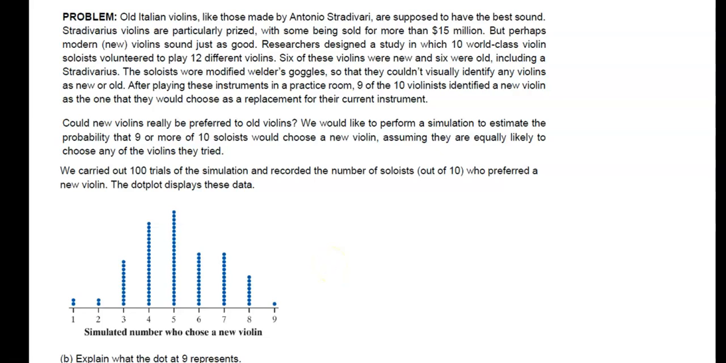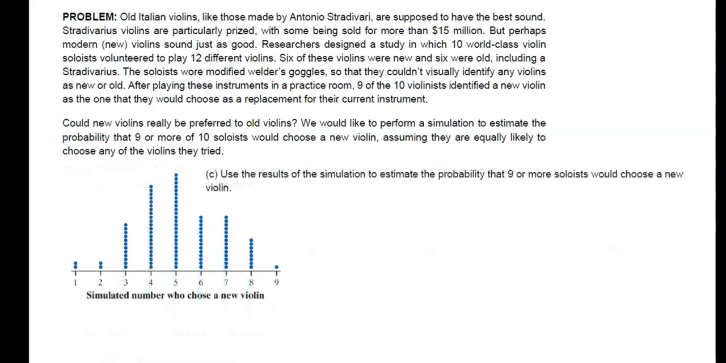So out of 100 simulated answers, explain what the dot at 9 represents. That means one trial had a result of 9 who chose the new violin, by chance. The dot at 9 represents one trial where 9 of the 10 soloists chose a new violin. So not 1 out of 100, but 9 out of 10 chose the new violin.